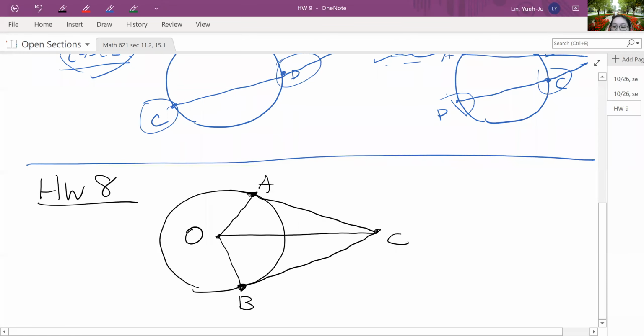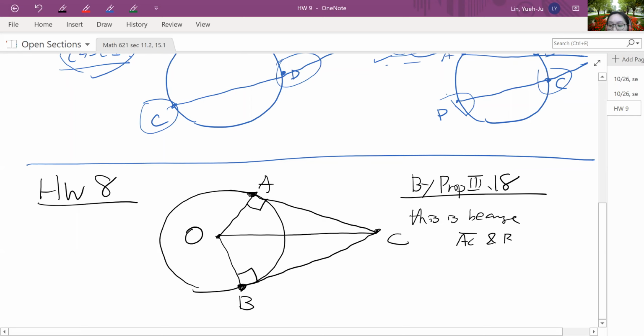The first thing you need to say is to recognize that these two angles are right angles, or you can say OA is perpendicular to AC. This is basically by Proposition 3.18. Once you tell me that, this is because AC and BC are tangent lines, and OA and OB are radii.